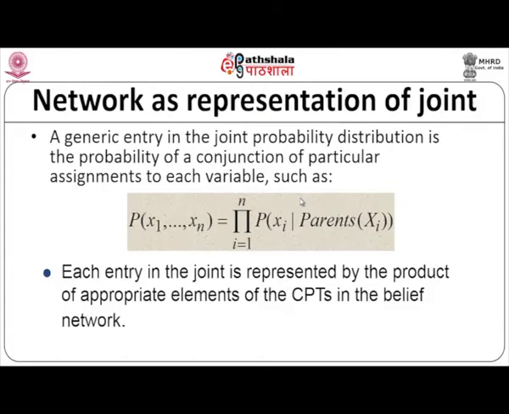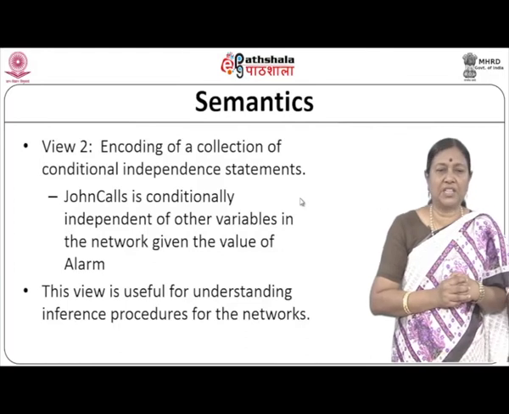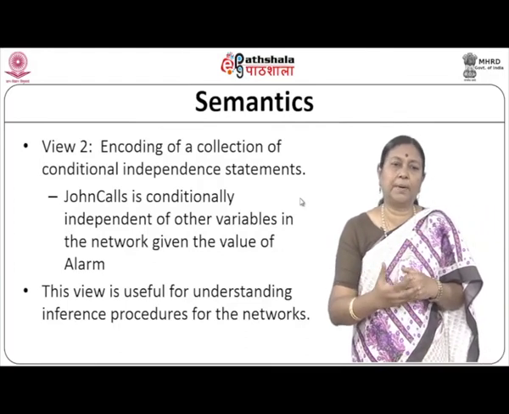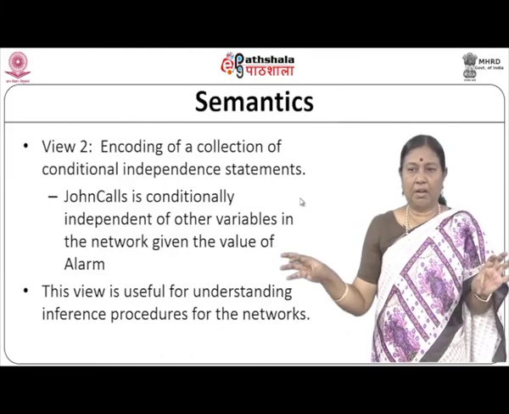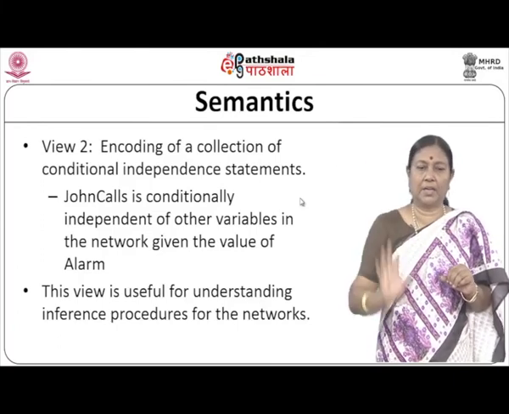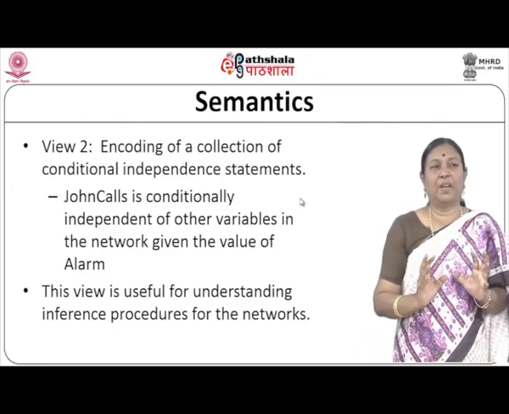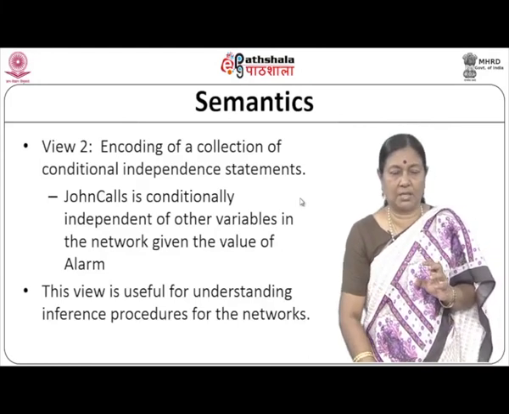Now, as we have already seen, this network is a representation of the joint probability. Each entry in the joint represents the product of the appropriate terms of the conditional probability distribution in the belief network. That is how you calculate this. The other view is an encoding of a collection of conditional independence statements. John calling is conditionally independent of other variables in the network given the value of alarm. If you are given alarm, John and Mary calling are independent, and John is also independent of earthquake occurring or burglary occurring. This is the semantic viewpoint of how a joint distribution becomes simpler because of these conditional independence assumptions.